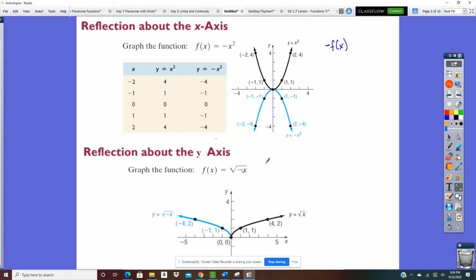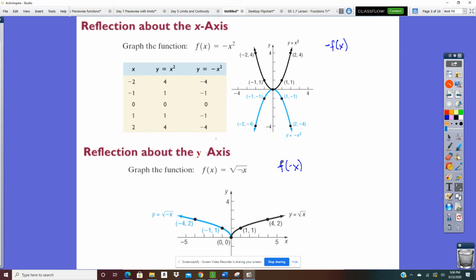So here's 1, 1, it goes 1, negative 1, and so on. Reflection about the y-axis, I didn't want to use a parabola on that because it ends up looking exactly the same when you take the parent function and reflect it over the y-axis. You can kind of see that when I flip this over, I'm going to get exactly the same thing. So let's use square root function. Here the negative is inside, so I have f of negative x in function notation.